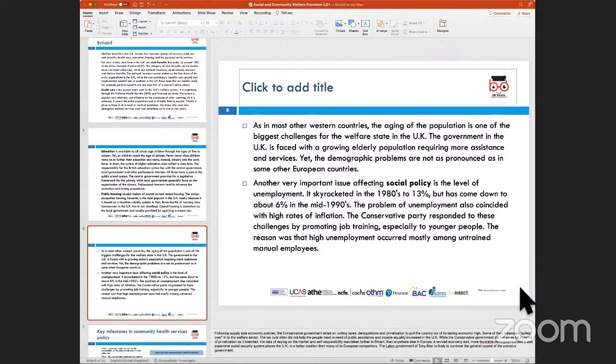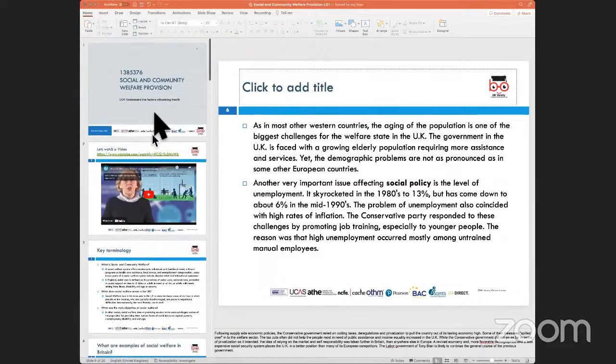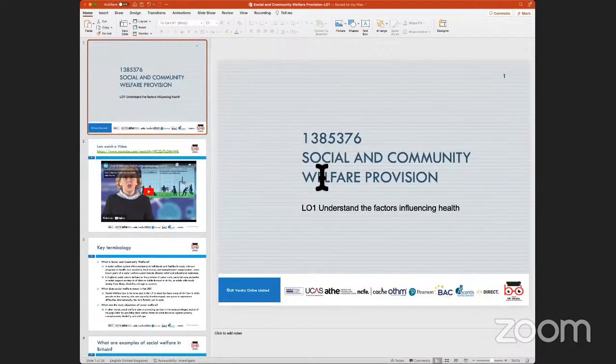Now, this is why we say that we are a social welfare state. That means these are basic amenities and facilities provided by the government to every citizen of Great Britain. And when we look at extending this aspect into health and social care, that is what we basically mean by the term social and community welfare provision. And that is the main aim of understanding and reading this particular unit.